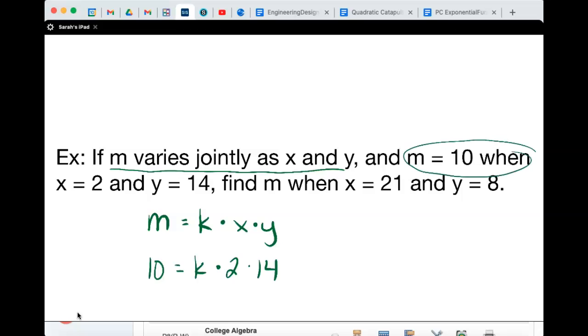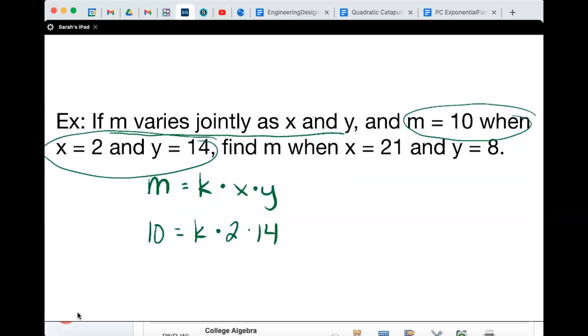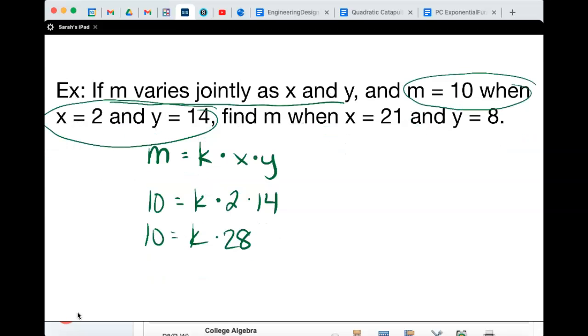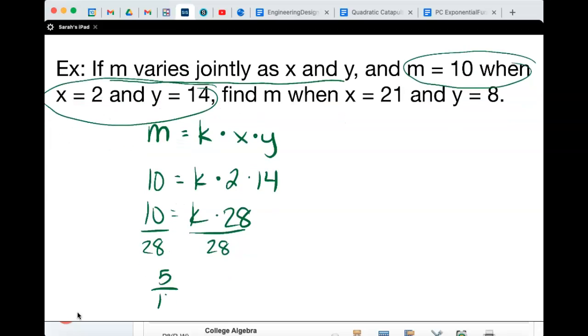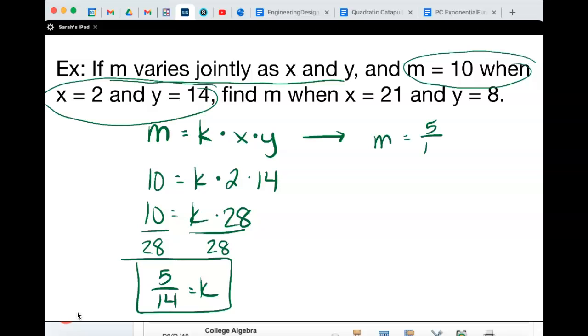Yeah, the first set of information goes together. This is a lovely fraction. So solving for k, we have dividing by 28. And what is 5/14? Okay, so when you have this, I just go back up to what we started with, and I can write my variation equation as m equals 5/14 xy.